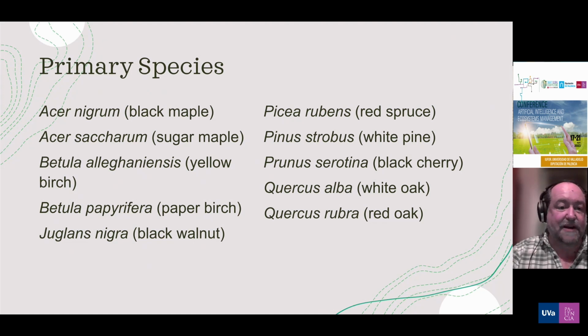But we've got a maple, we've got a couple species of birch, one of which is intermediate tolerance, yellow birch, one of which is very intolerant, paper birch. We have black walnut, which is quite rare and very valuable. We've got a couple of conifers, red spruce and white pine, and then a few more hardwoods, black cherry, white oak, red oak. These are our primary species. These are our money species. And from a timber management perspective, we'd like to see a generous proportion of these species in the mix. The question is, can we simply predict the quality of the regeneration mix without going down to the individual species level?